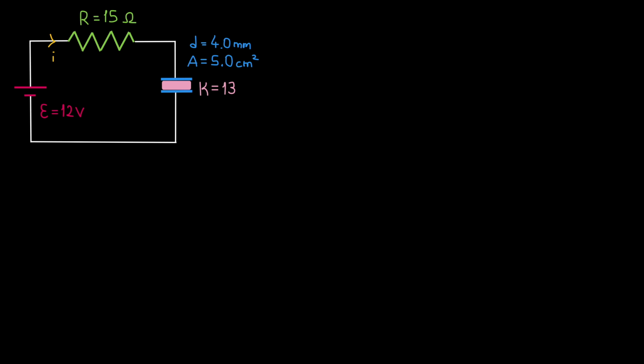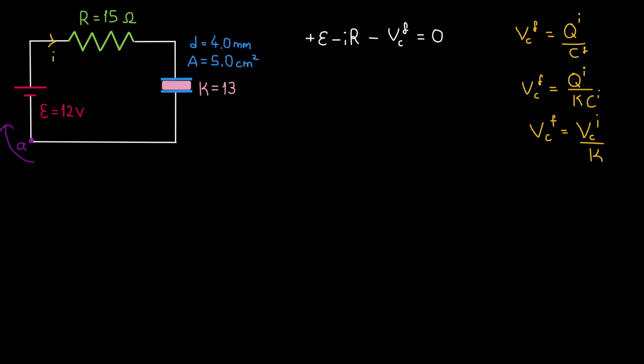Next, we insert some dielectric material in the capacitor with dielectric constant equal to 13. And we'd like to calculate the current passing through the circuit immediately after we inserted the dielectric material. To calculate the current, let's use Kirchhoff's loop rule.